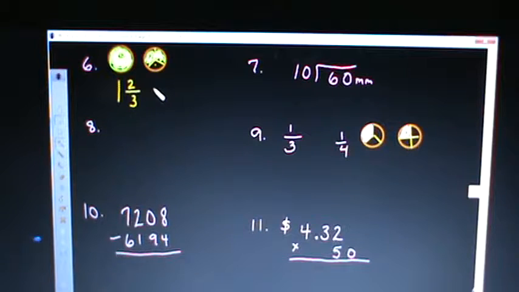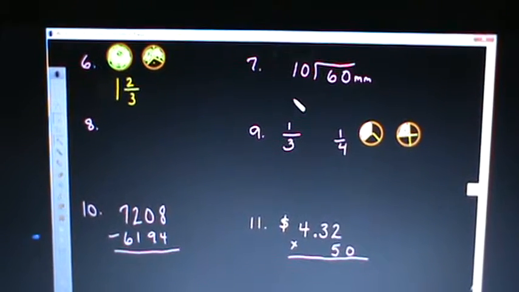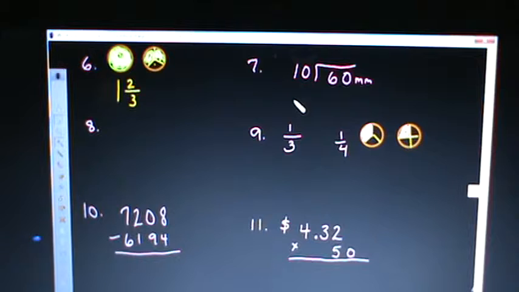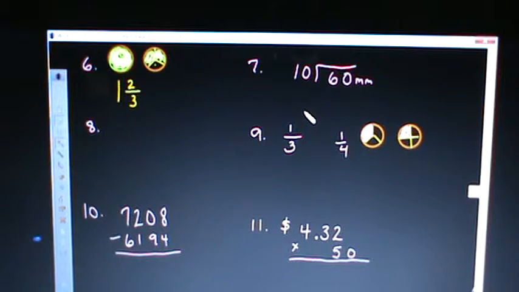Number 7 says a key that is 60 millimeters long is how many centimeters long? Okay, we need to remember that a centimeter is 10 times more than a millimeter. So to find this, we're going to divide 60 by 10. 10 will go into 60 6 times. So 6 centimeters is equivalent to 60 millimeters.